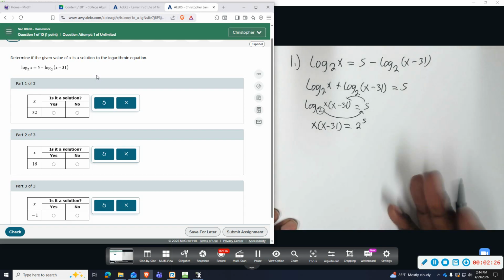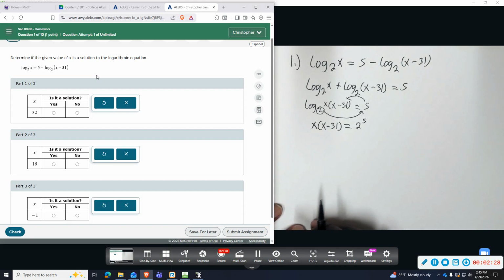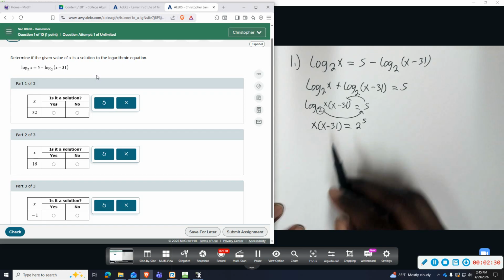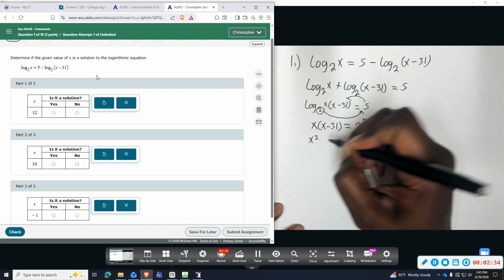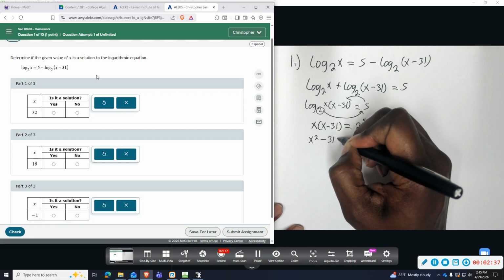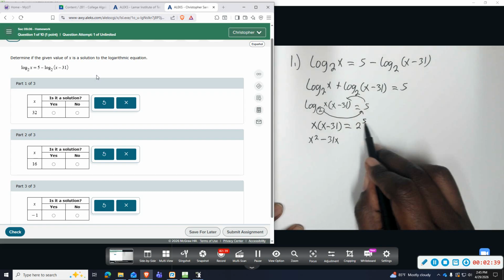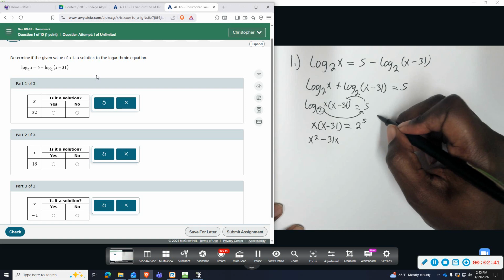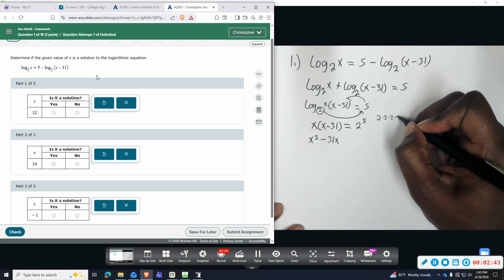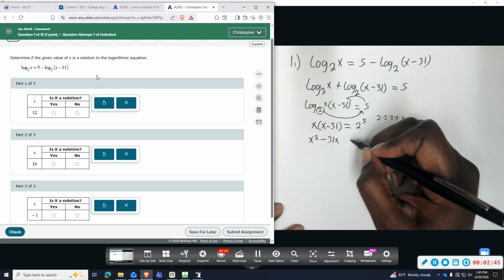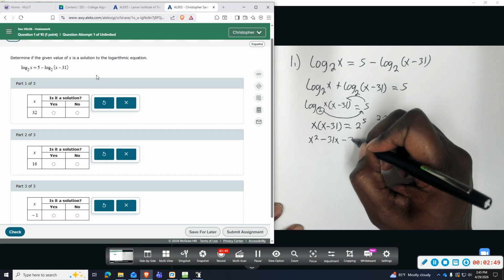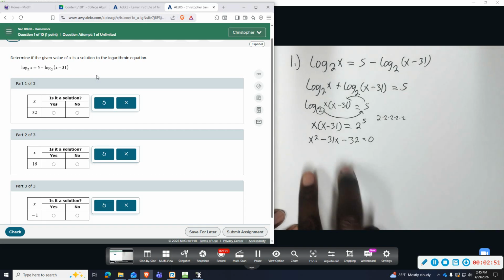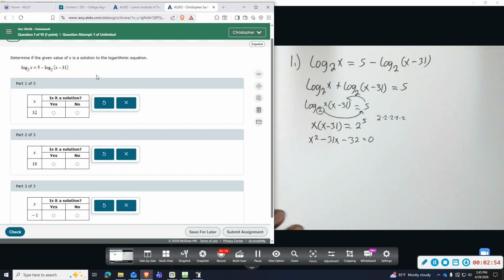And then at this point, we can employ algebraic methods to solve. So x times x will give me x squared minus 31x. And 2 to the 5th power is 2 times 2 times 2 times 2 times 2, which gives us 32. I'm going to subtract the 32 and move it over here. Minus 32 equals 0. And what we see here is a quadratic equation.